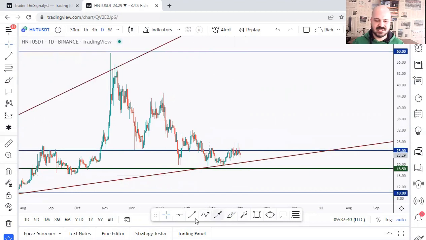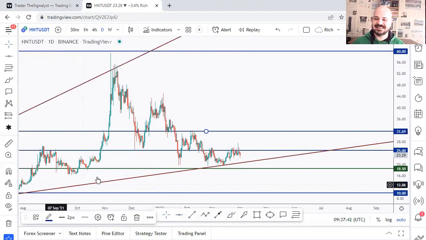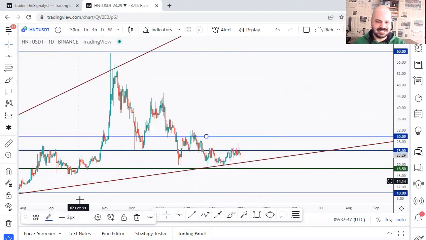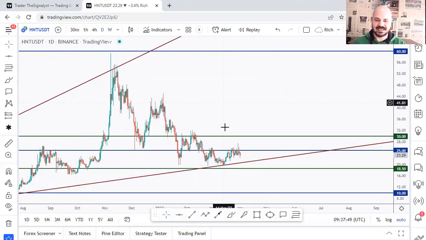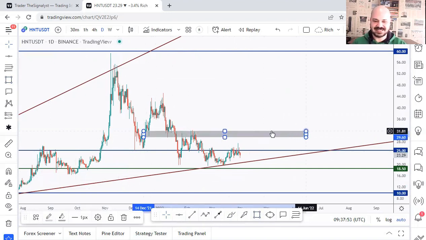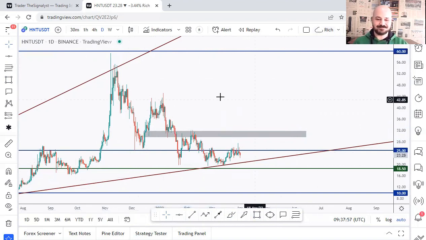Just one thing is that this is our round number 30 that we've got. Here we go. And let's go for green. And you know what? To keep that as clean as possible, I draw it as a zone like this to cover this high. So this is our round number 30.